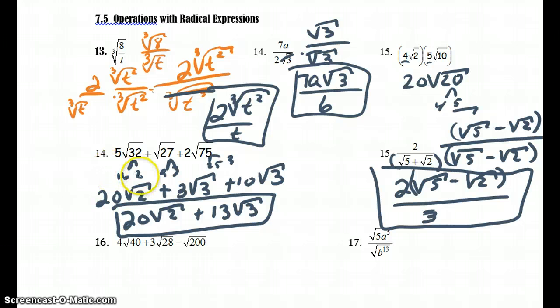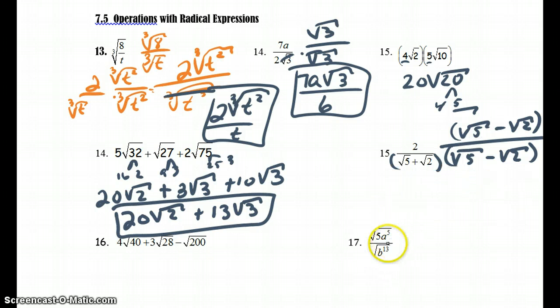Problem 16 is much like 14. We want to simplify it down and then combine our like terms. I'm not going to do this problem for you. On our next example, 17, remember that these are squares. We want to get rid of the square root on the bottom.